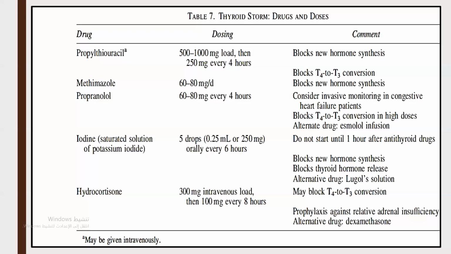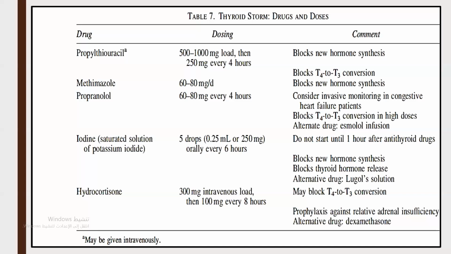This table summarizes the medications that are used in storm. As we mentioned, PTU, the dose is about 500 to 1000 milligram load, followed by 250 milligram every 4 hours. Block new hormone synthesis. Methimazole 60 to 80 milligram daily, block new hormone synthesis. Propranolol, a beta blocker, 60 to 80 milligram every 4 hours.